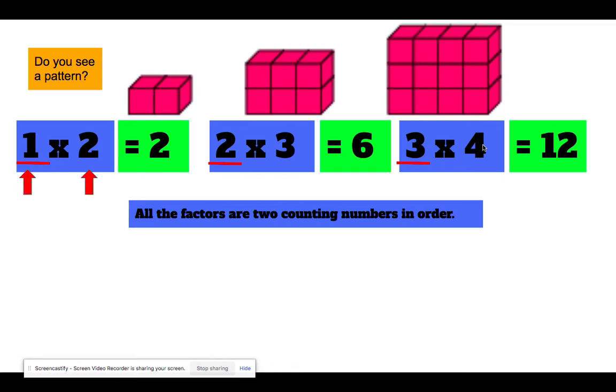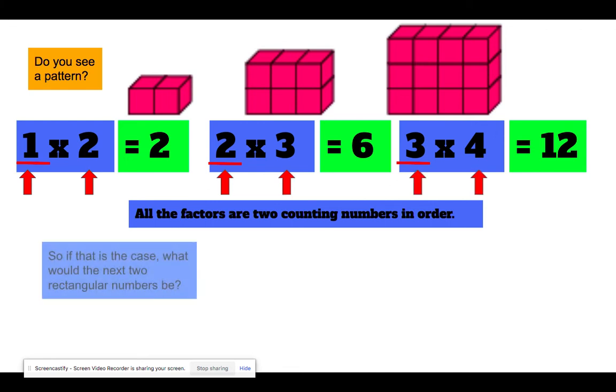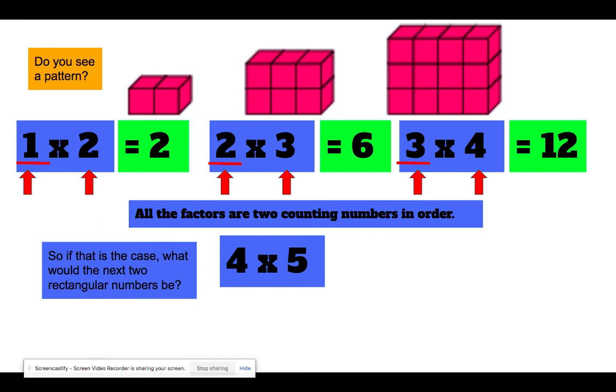1 times 2, again, let's do that again. 2 times 3, and 3 times 4. So if that was the case, what would the next two rectangular numbers be? Okay, well, if you said 4 times 5, you're correct. See, 4 is the next counting number, and then we just go to the next number up, which is 5.